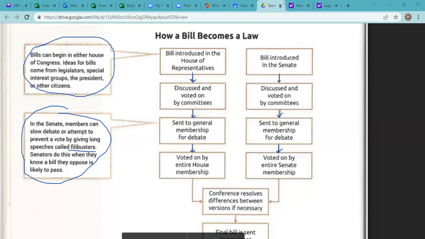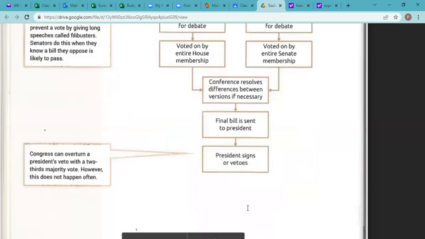Finally, after these two parts of Congress, you're going to have where the conference resolves differences between versions if necessary. So once they come together, then after the conference resolves those differences, then the final bill, and this takes quite some time sometimes, is going to be sent to the president. Now, the president can either sign that bill or the president can veto it.